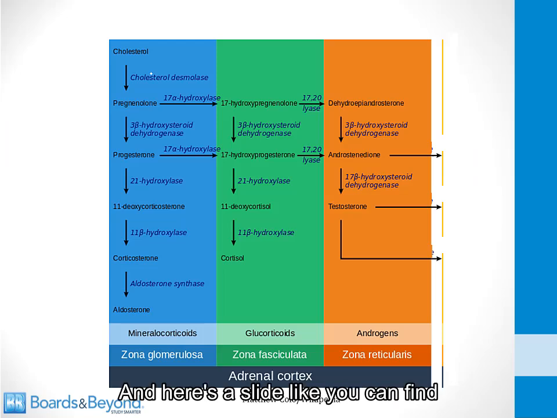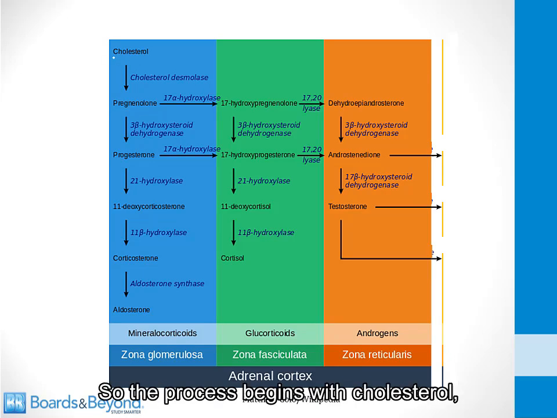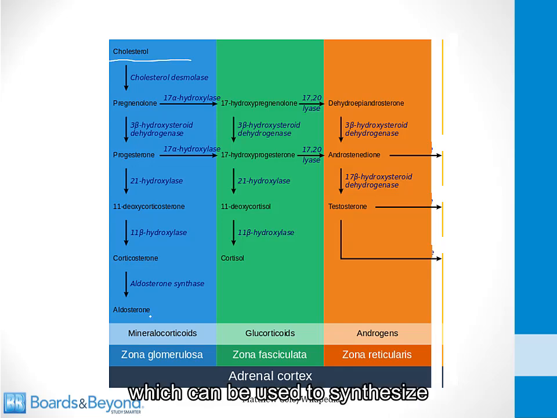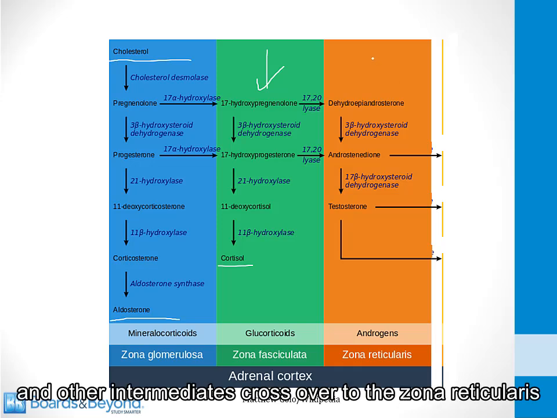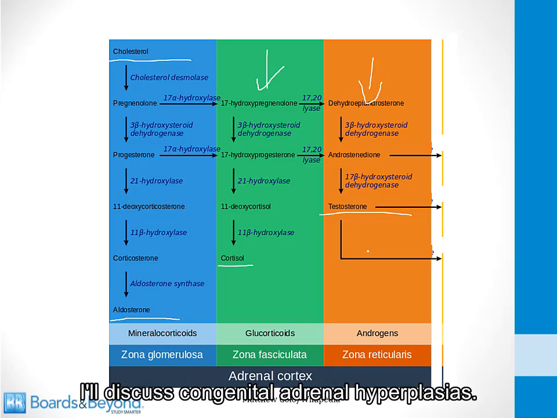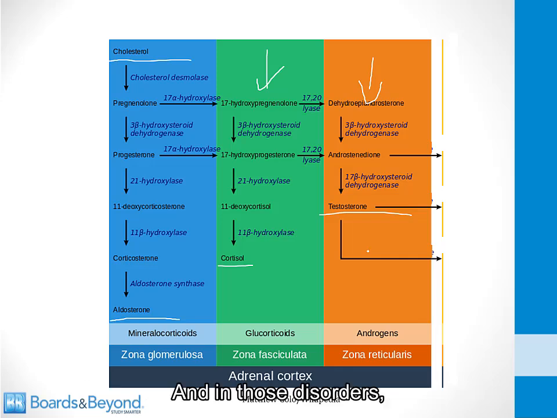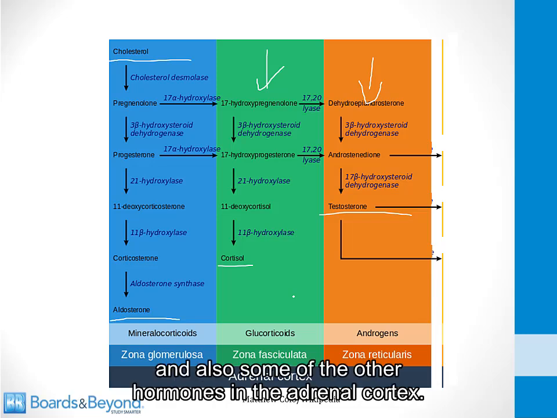And here's a slide like you can find in your textbook showing all the steroid reactions that occur in the adrenal cortex. So the process begins with cholesterol, which can be used to synthesize aldosterone in the zona glomerulosa. Some intermediates can cross over into the zona fasciculata and become cortisol, and other intermediates cross over to the zona reticularis and can become androgens like testosterone. And in another video, I'll discuss congenital adrenal hyperplasias, and in those disorders, a baby is born deficient in one of the enzymes shown on this slide. That results in an inability to synthesize cortisol and also some of the other hormones in the adrenal cortex.